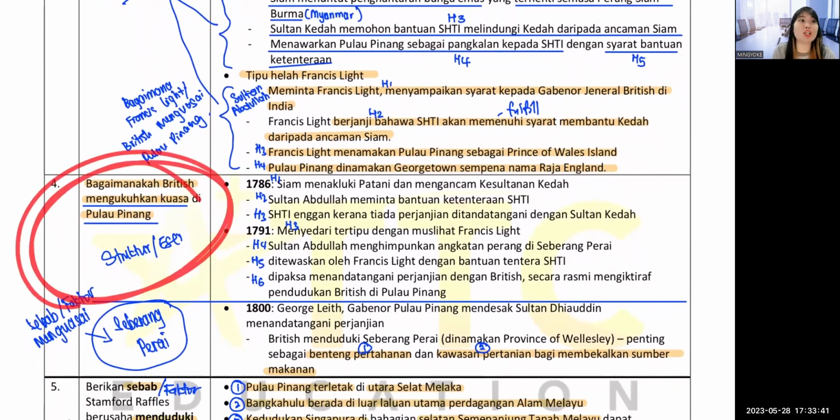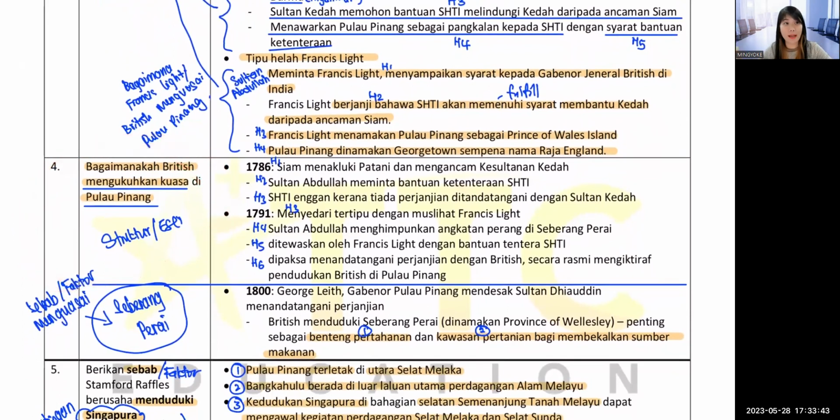Then, how did the British strengthen their power in Penang? Guys, how did the British strengthen their power in Penang? Very simple. You just need to know, first of all, under this case, we have, in 1786. Guys, the year, no need to remember if you really are unable to. If you're really unable to, it's okay. The year.